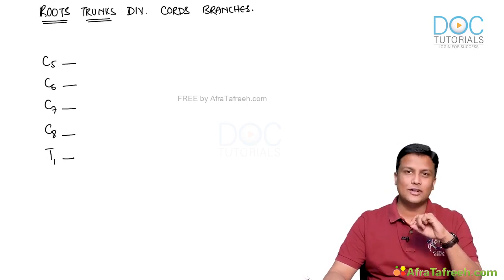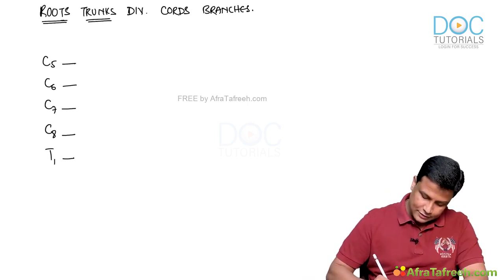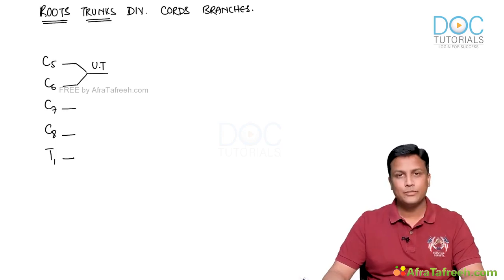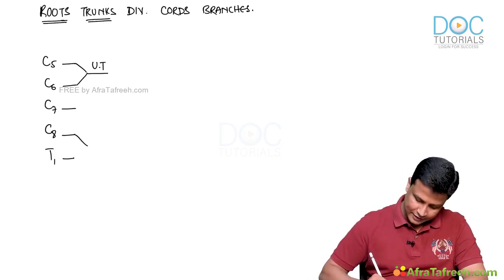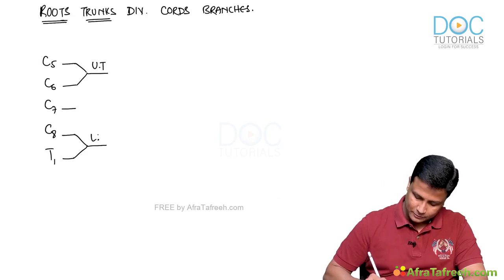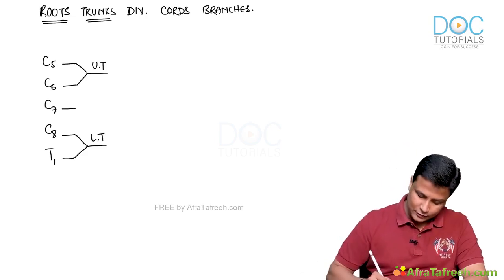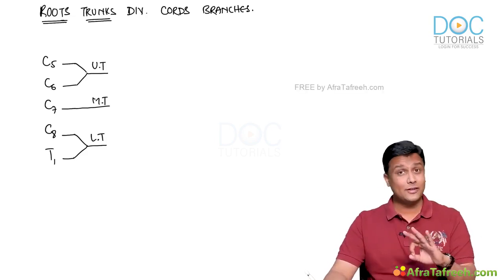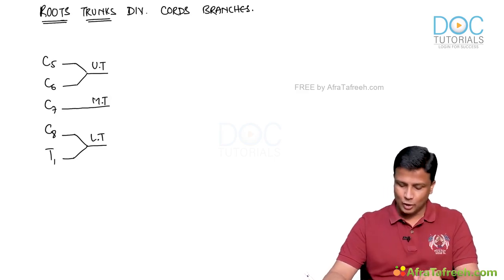Let me tell you how these trunks are actually formed here. Now out of this, first of all, combine the upper 2, that is your C5 and C6. These 2 will combine to form upper trunk. Then combine the lower 2, that is your C8 and T1. These two will combine together to form your lower trunk. And lastly, we are left out with C7. C7 will just continue here to form your middle trunk. That means we'll be just having how many trunks? 3 trunks. Upper trunk, middle trunk and the lower trunk.